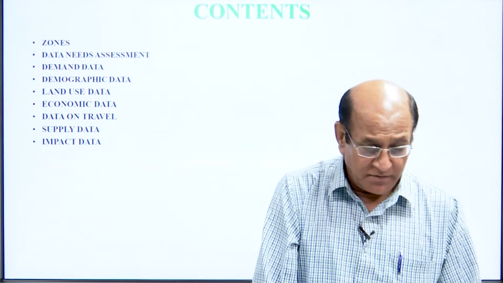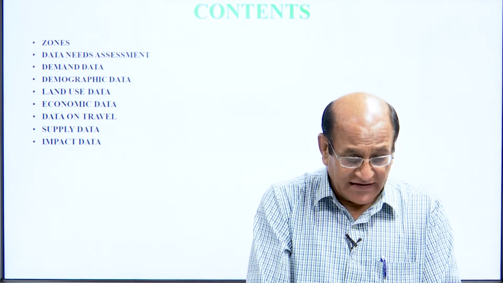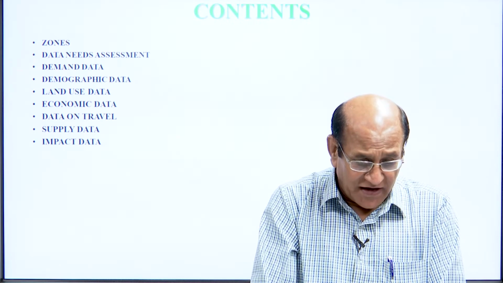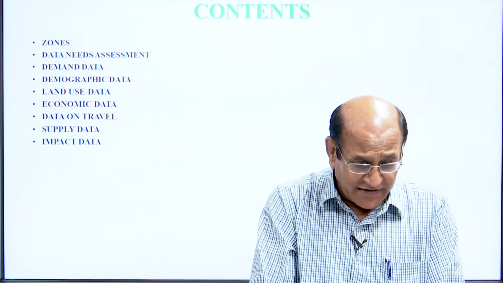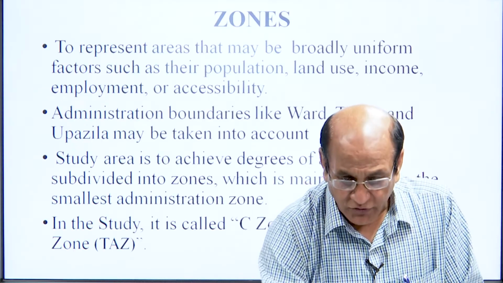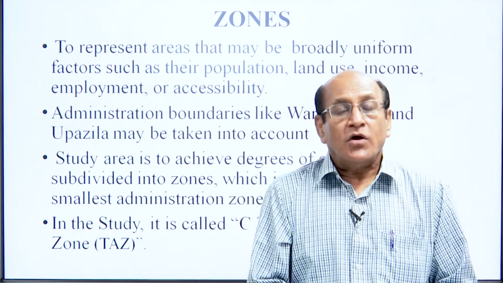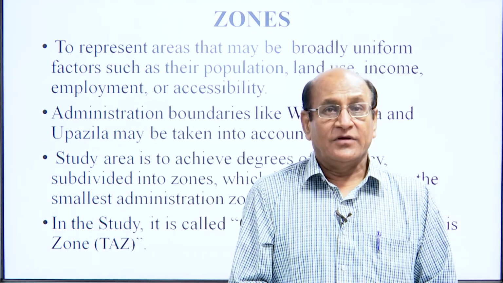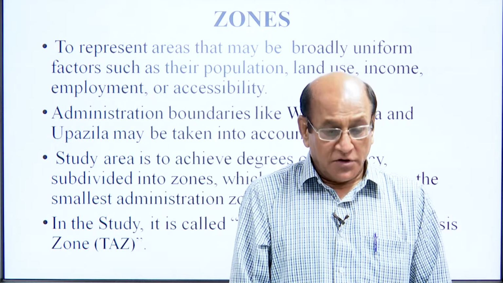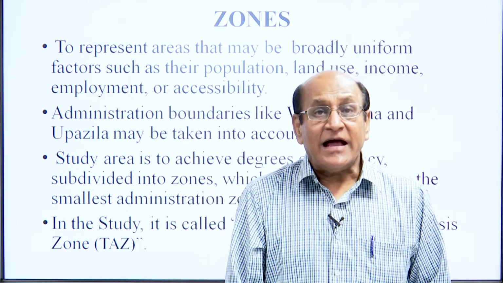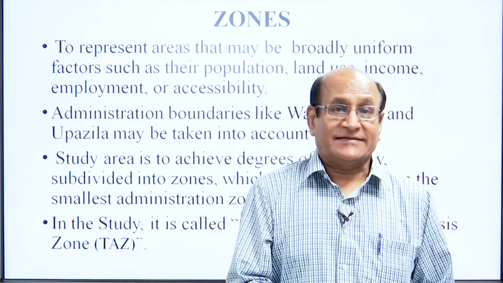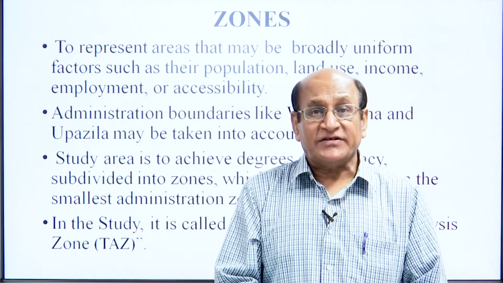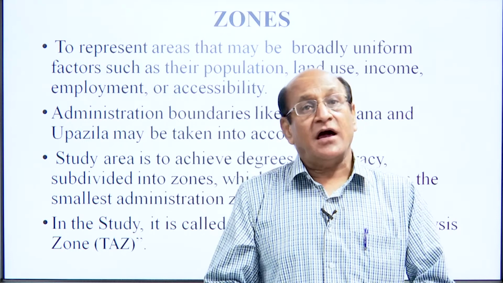Some material has been taken from NPTEL and the internet. The contents we will take up today: zones, data needs assessment, demand data, demographic data, land use data, economic data, data on travel, supply data, impact data. So, let us start now with zones. We are talking a lot about the zones of urban areas. So, what is a zone? First of all, it represents an area that may be broadly uniform in factors, meaning an area that has a uniform factor like population, land use, income, employment or accessibility.